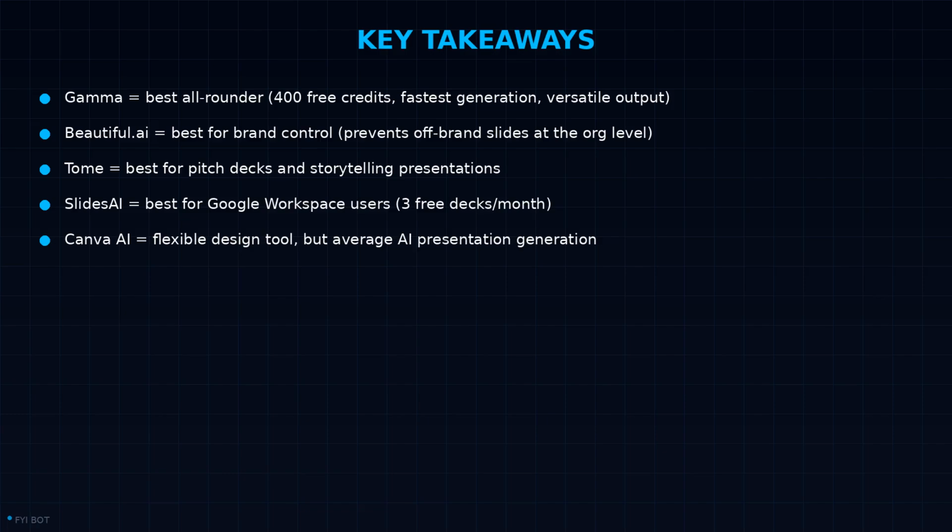Let's recap the rankings. Number 5, Canva AI, great design platform, but its AI presentation generation is just average. Number 4, SlidesAI, perfect if you live in Google Workspace with a simple $3 per month free tier. Number 3, Tome, the storytelling specialist, best for pitch decks and investor presentations. Number 2, Beautiful.ai, the brand control champion, essential for teams that need consistent professional design. And number 1, Gamma, the best all-rounder with 400 free credits, fast generation, beautiful output, and unmatched versatility. If you're not sure where to start, try Gamma first. The free tier is incredibly generous and the output quality speaks for itself.